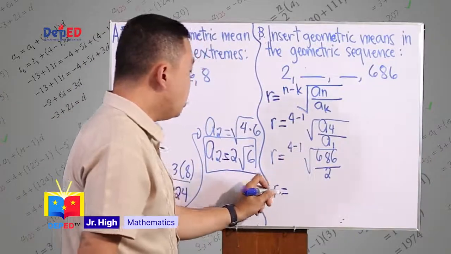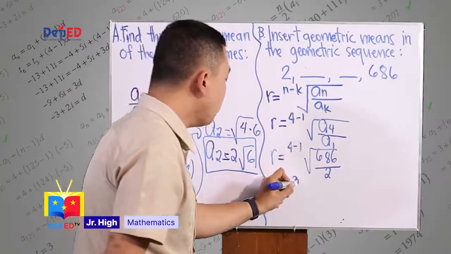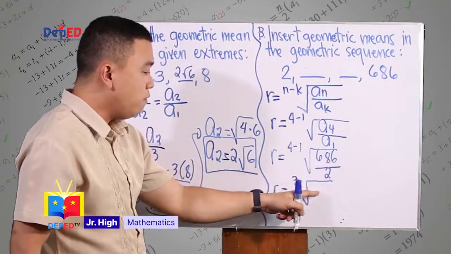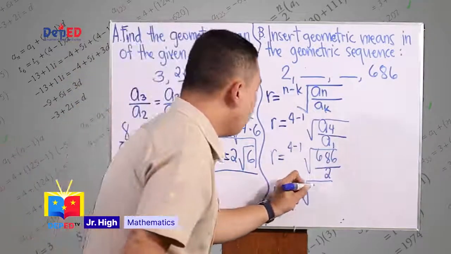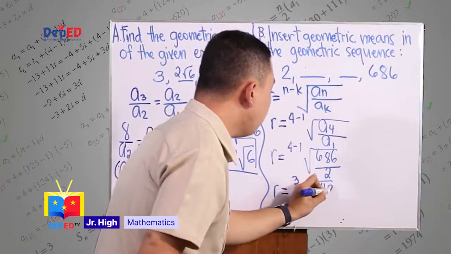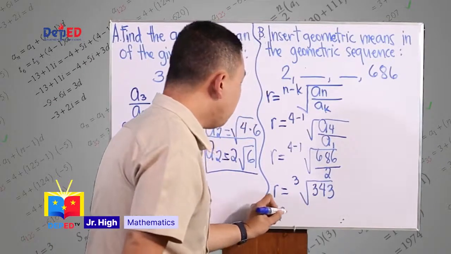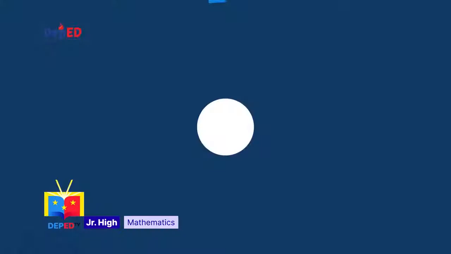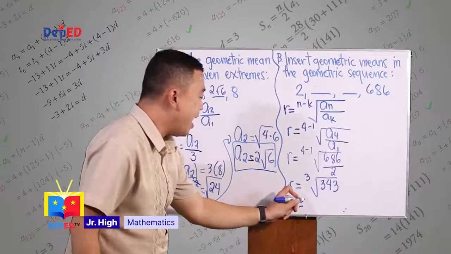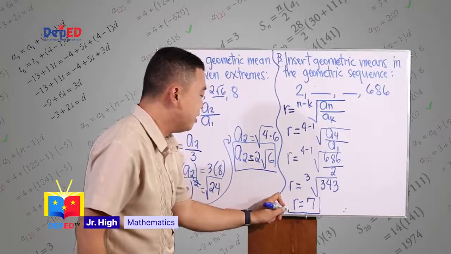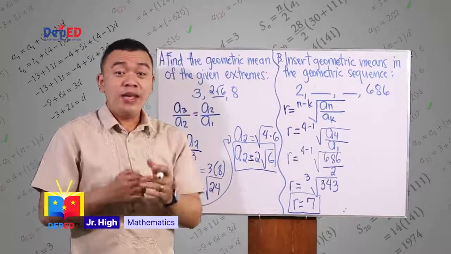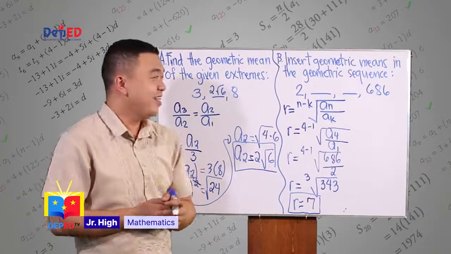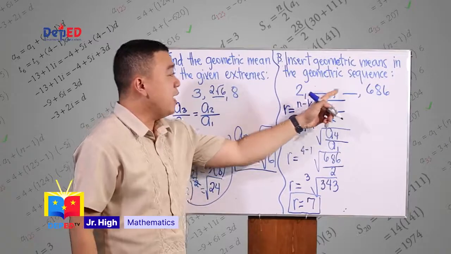Moving on, we have r is equal to 4 minus 1 is 3. And 686 divided by 2 will give us 343. Getting the cube root of 343 will give us 7. Since we already have our common ratio, we can now solve and find the missing terms. Again, that is a sub 2 and a sub 3.